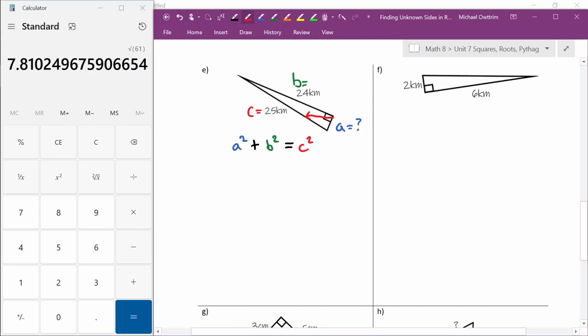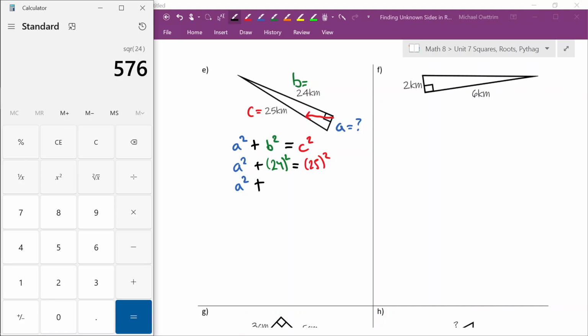And let's fill in the numbers that we know. I don't know what A is, so I'll leave that as A squared in my equation. I do know that B is 24, so I have to square that. And I know that C is 25, and I have to square that as well. Let's calculate those squared numbers. So 24 squared is 576, as we saw on the earlier page. And 25 squared is 625.